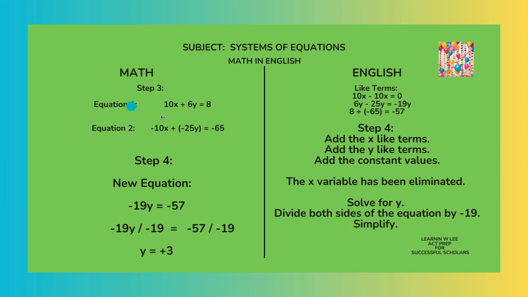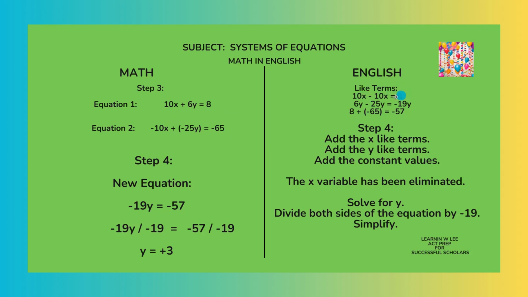On the math side of the screen, you can see how from step 3 to step 4, our x variable is eliminated. There's only the y variable left on this left side of the equal sign. The negative 19y is equal to negative 57. And again, negative 57 is a result of adding our two like terms that are constant like terms, 8 plus negative 65, which you see on the right side of the screen in English. These are like terms. This is how we simplify them.